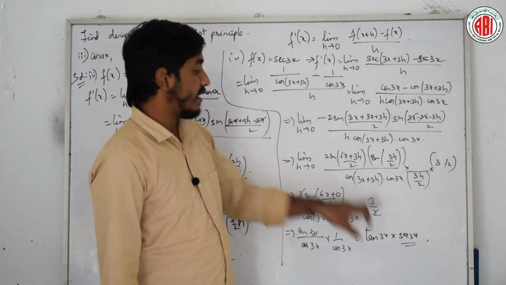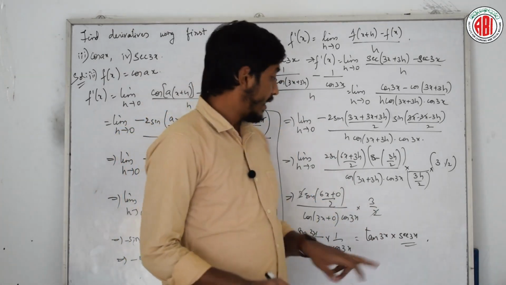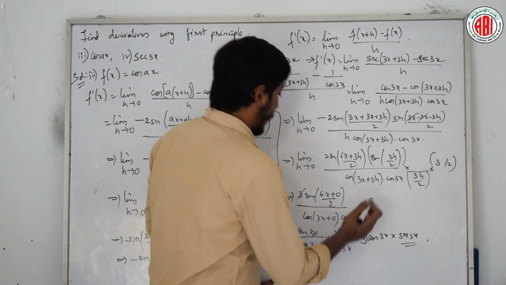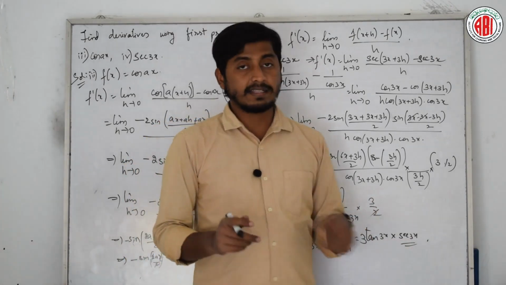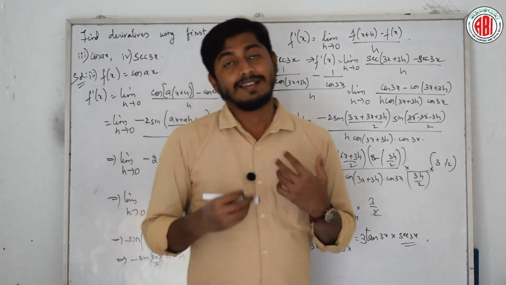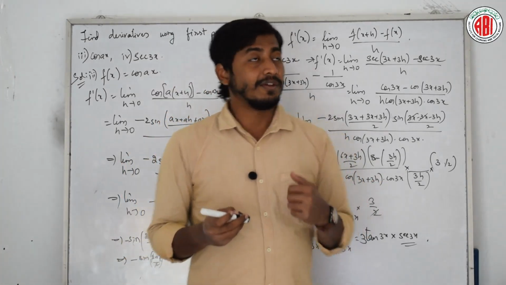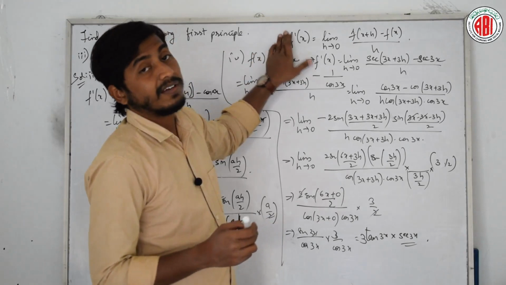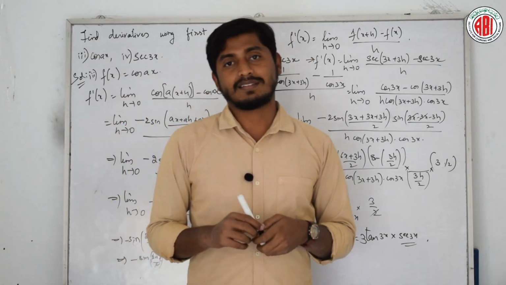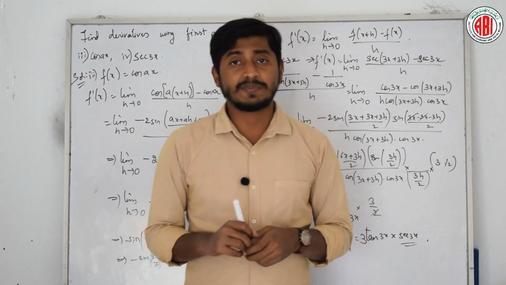What is the answer we got? Differentiation of secant 3x is secant 3x into tan 3x. Again, here there is one more 3. The answer is 3 secant 3x tan 3x. Is it right? Is it not easy to solve? Once again, what is it that we have to remember? The only thing we have to remember is the first principle formula, and next, how to solve limits. Clear? Shall we move on to the next problem?